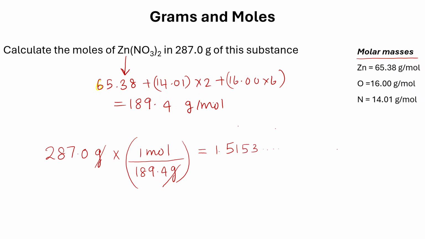However, again, when you are doing calculations, you always need to know the correct number of significant figures. In the given number here, you have 1, 2, 3, 4 significant figures. Therefore, your answer will take 4 significant figures. With 4 significant figures, your answer is 1.515 moles.